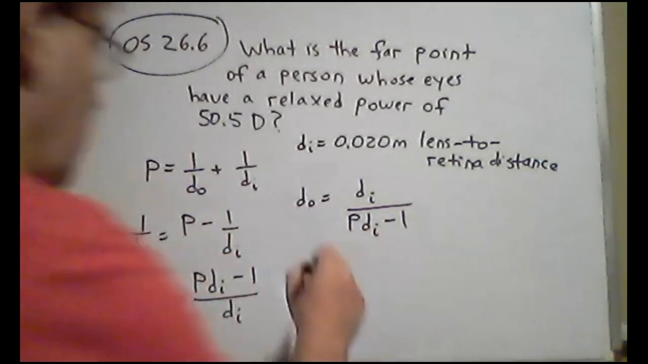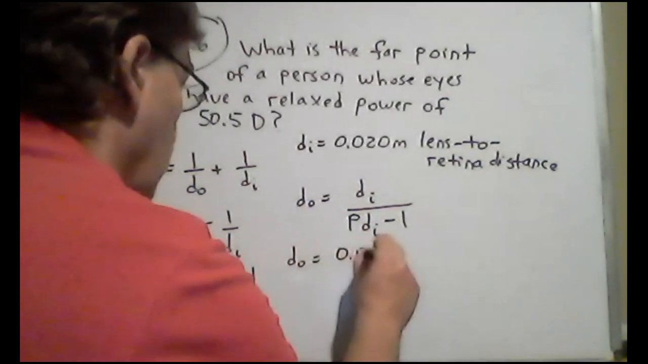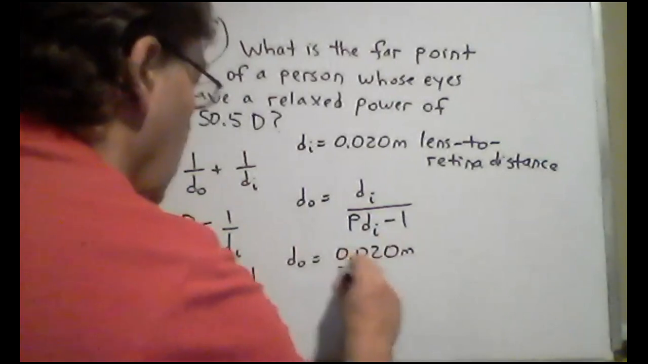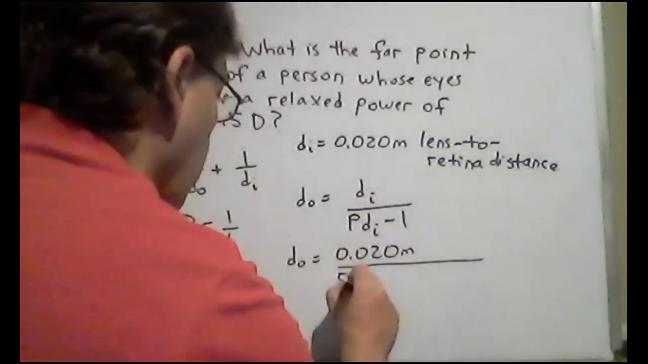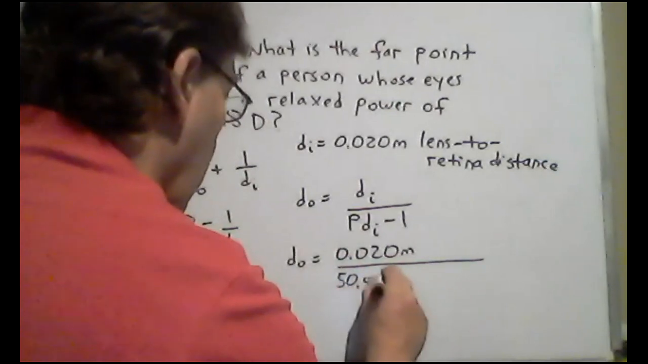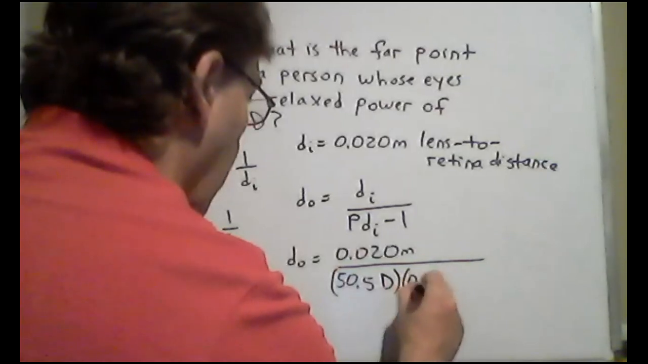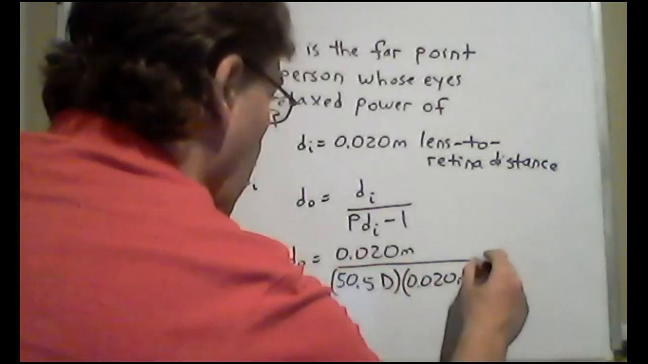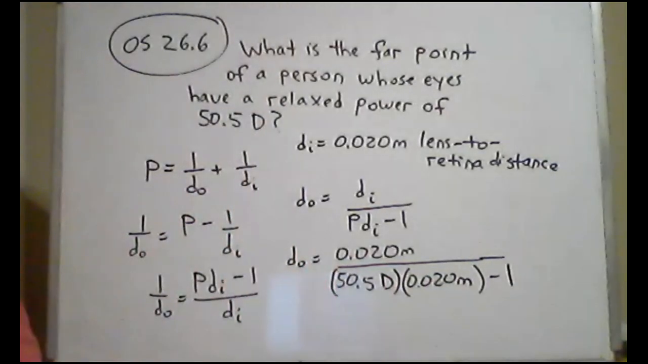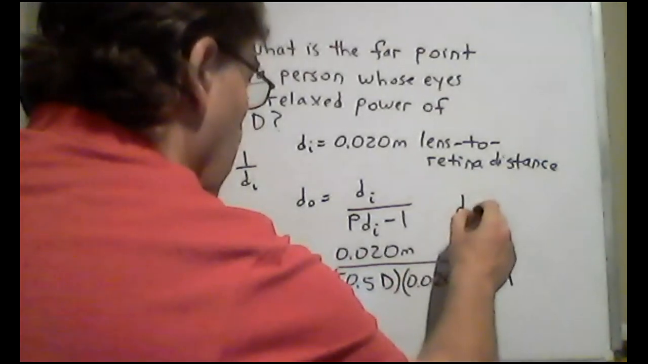Plug in the numbers now. D sub O is 0.020 meters divided by what's this relaxed power, 50.5 diopters, times again the lens-retina distance of 0.020 meters, minus 1. We'll find out that the furthest object this person can see is only 2 meters. This person definitely needs glasses.